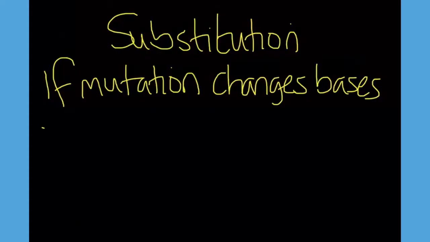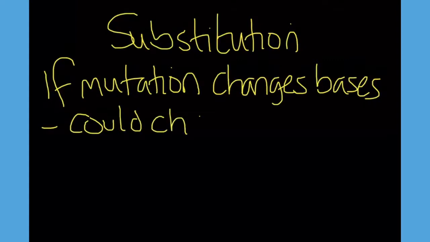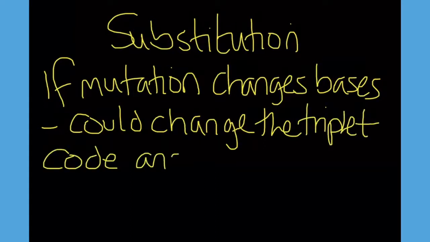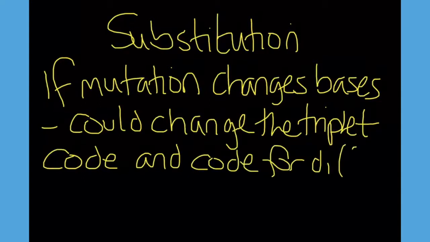A mutation is a change in DNA. If the mutation is a substitution, one of the bases of the triplet code has been substituted with a different base. This would then change the triplet code, which in turn may affect what amino acid that triplet code codes for.